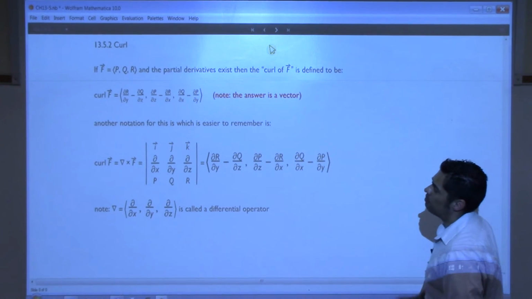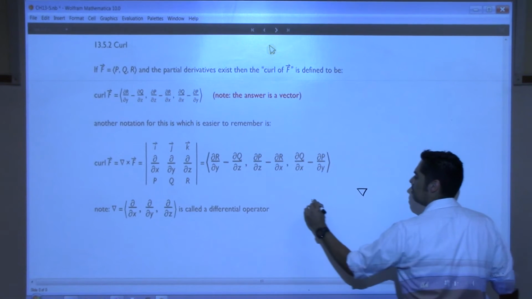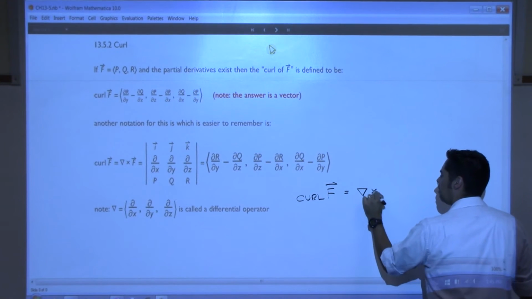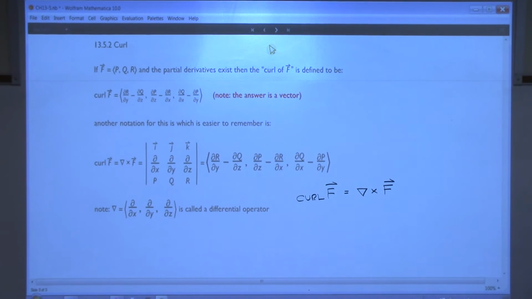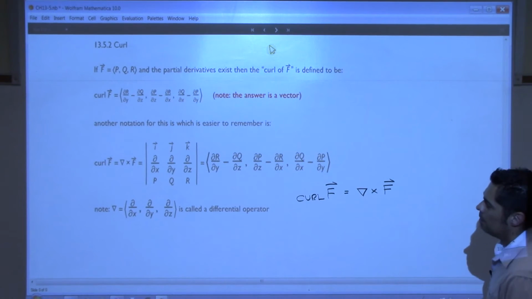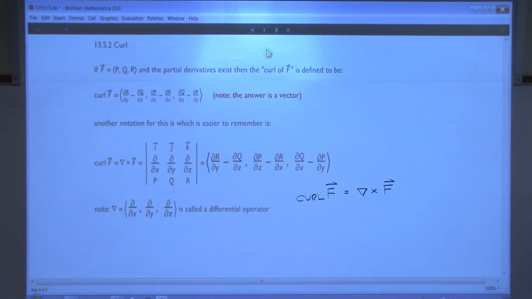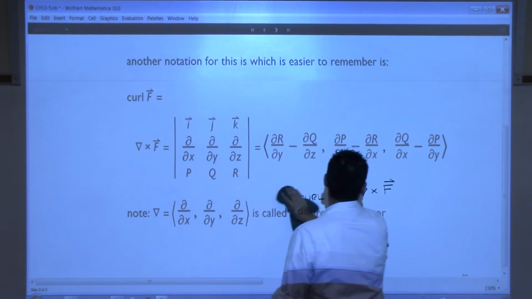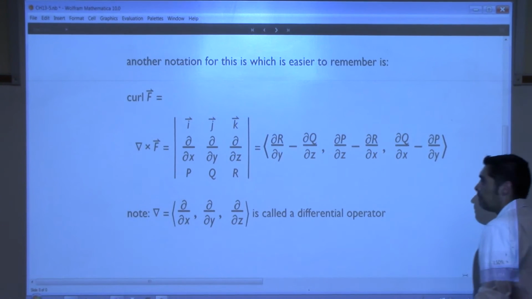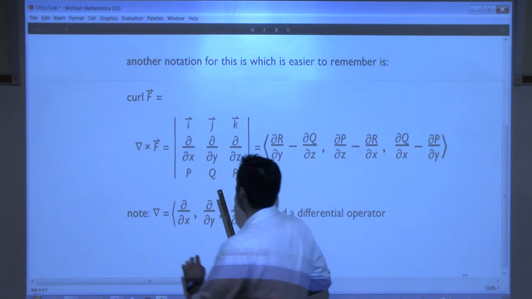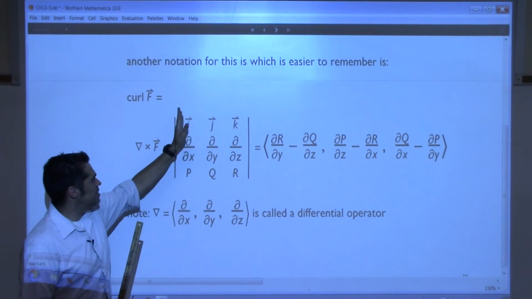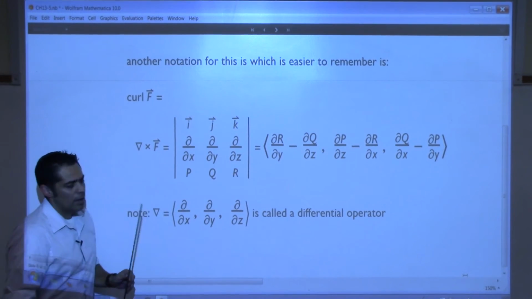Okay. So curl, the way we write it, curl f, is defined to be del crossed with the vector function f. And here's the standard notation for it. Del cross f. And we know from cross products that when we do cross products of two vectors, what we like to do is take the first vector, put it here, the second vector, put it here. And then this is our i's, j's, and k's. And our answer should be a vector.